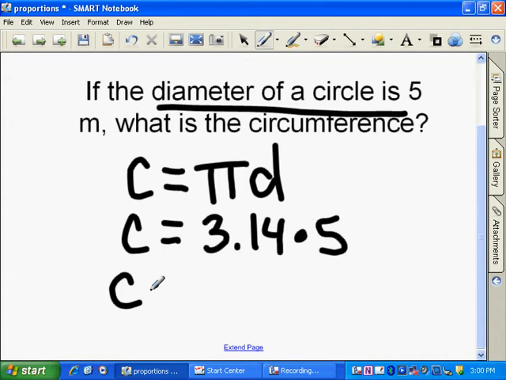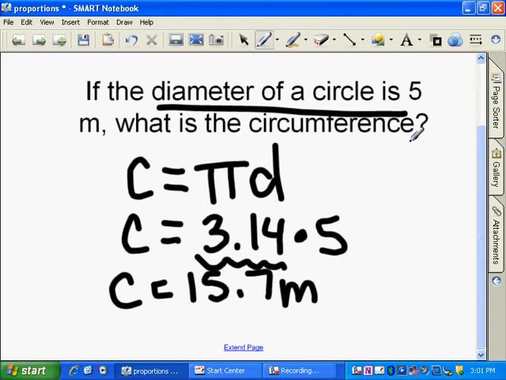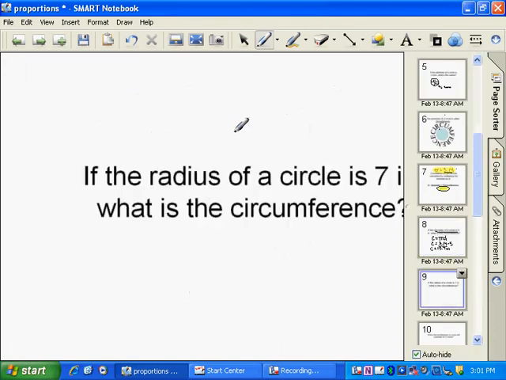So now I can get my calculator, and I'm going to type in 3.14 times 5, and I get 15.7. Or you may say you get 15.70, and that's okay. They are the same thing. Now again, since we're talking about distance, circumference is distance around the outside of a circle. We need to make sure we put our unit, but we're not going to square it or cube it. It's just 15.7 meters. So a circle that's 5 meters across is about 15.7 meters around, because remember, we rounded pi to 3.14.